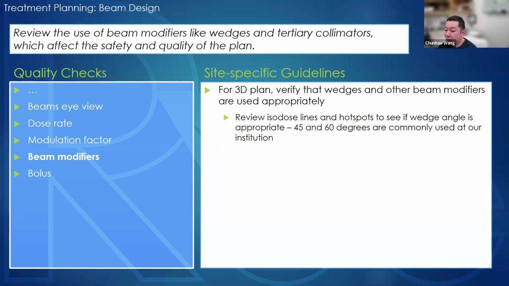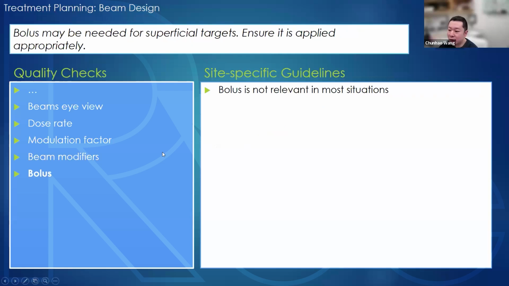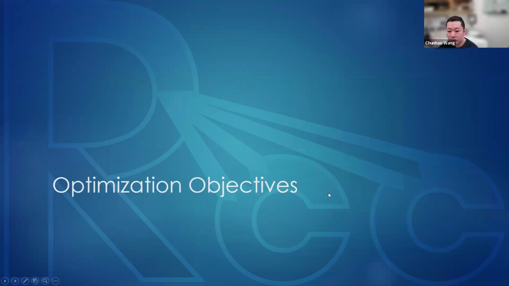In our clinic, 45 and 60-degree wedges are commonly used at our institution based on retrospective analysis. So if I'm going to see a plan with a lot of 15-degree wedges, I usually take a second look to see if they're really necessary. Bolus use is, most of the time, not really relevant in our GI situations.